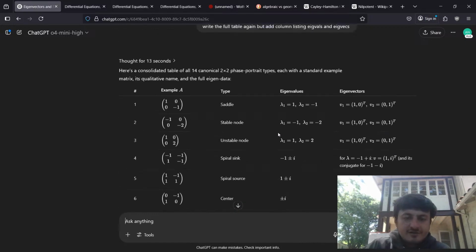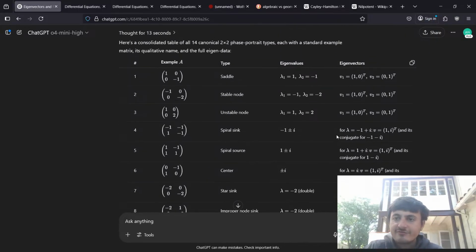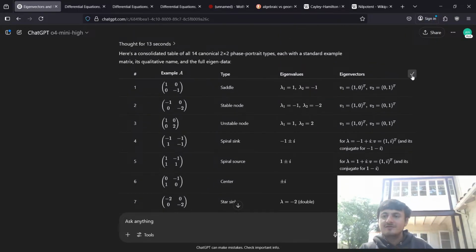So what are the eigenvalues for the last couple? So here we have, right, so you get two eigenvectors, but one of them is 0. Right. Yeah, yeah. Dude, this table is the dopest table ever.